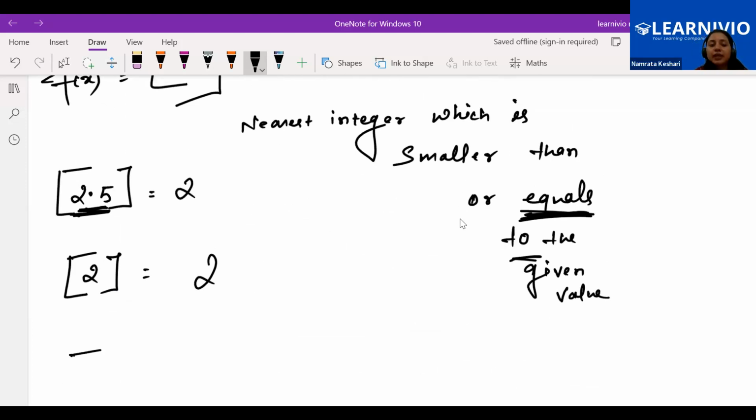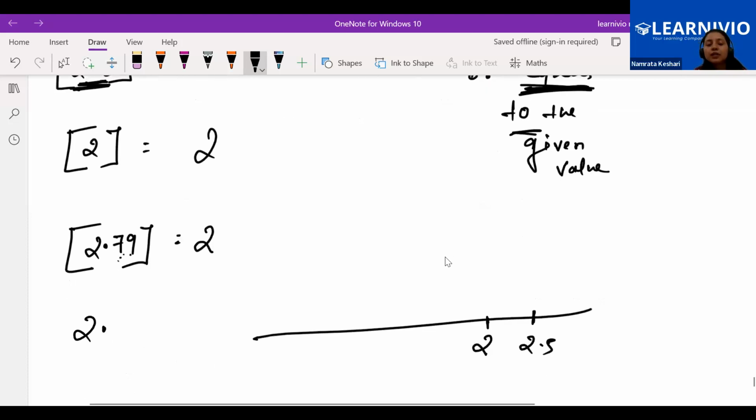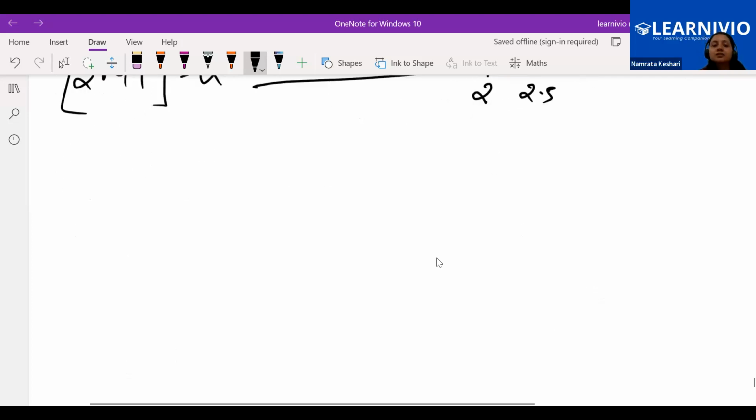If you have 2.79, still the nearest integer which is smaller than this is 2, so the result will be 2. If you have 2.99, again the nearest integer which is smaller than 2.99 is 2 only. Now if I write minus 2.99, tell me what is the nearest integer which is smaller than minus 2.99.